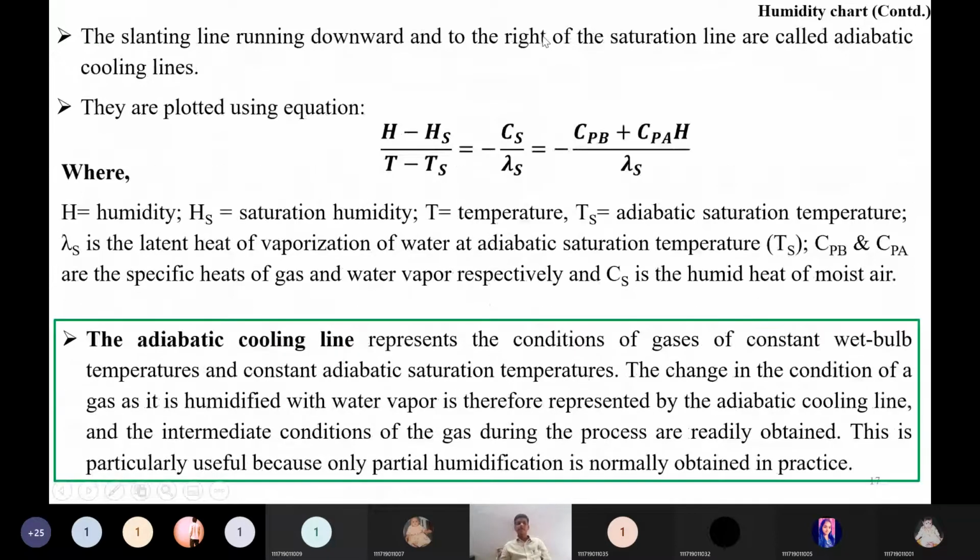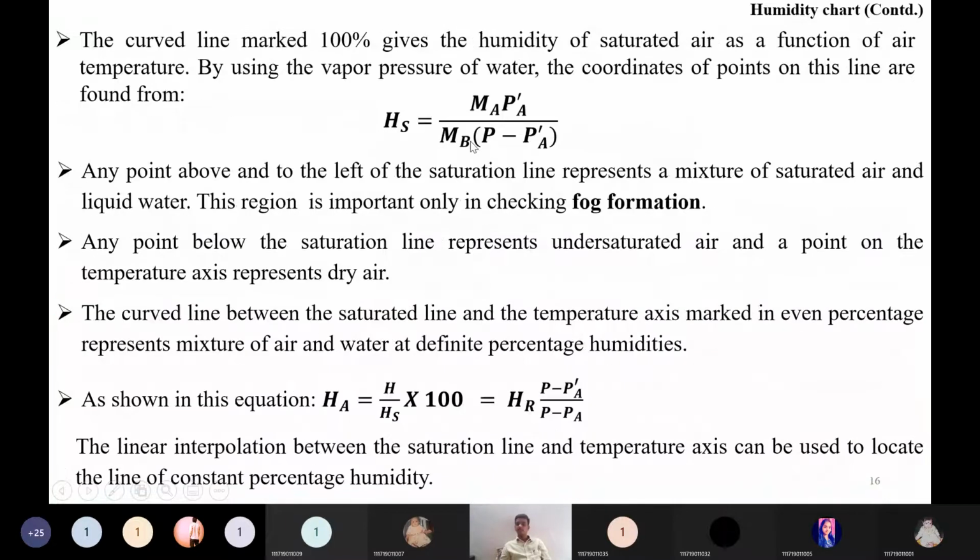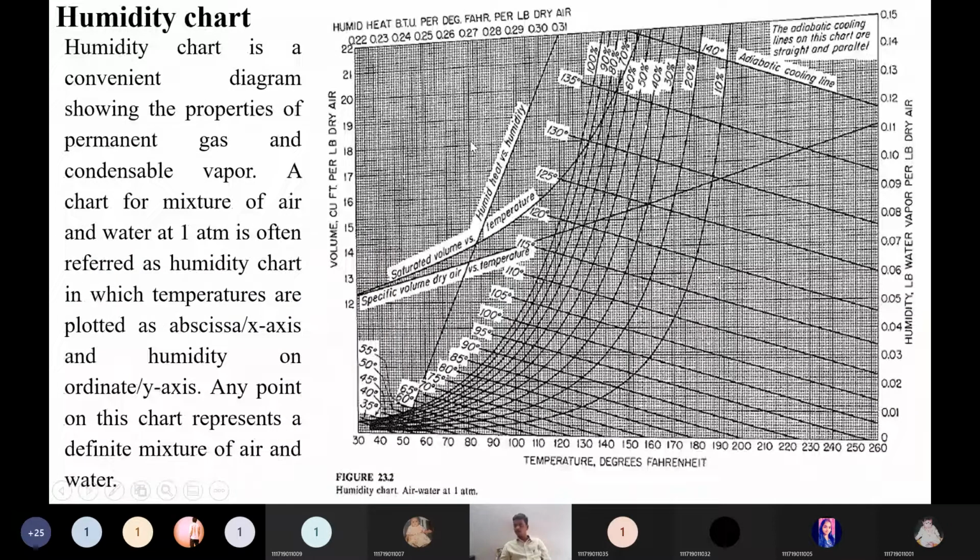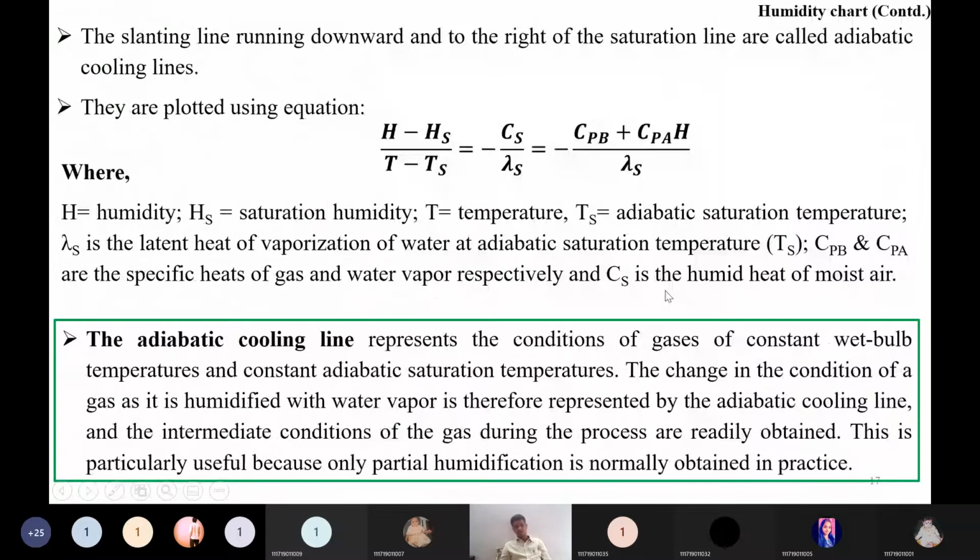That point is that one. They are plotted using the equation (H minus Hs) by (T minus Ts) is equal to minus Cs by lambda s, which is equal to minus (Cpb plus Cpa into H) divided by lambda s. Using this equation, these slanting lines can be drawn for 140 degrees, 135, 130, 125, 120, 115, 110 like this. We can draw n number of lines like that.